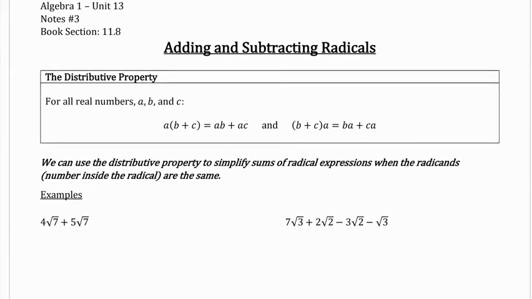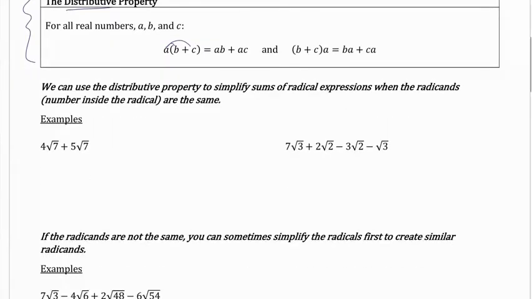Okay, so first part here, this stuff in the box here, the distributive property, you guys know that very well. If we have A times the quantity B plus C, we can distribute in the A, that makes AB plus AC, right? Or vice versa, you've got the A on the other side. We can use that distributive property to simplify sums of radical expressions when the radicands, that's the number inside the radical, are the same. It's very similar to doing like terms, and I'll show you an example of that.